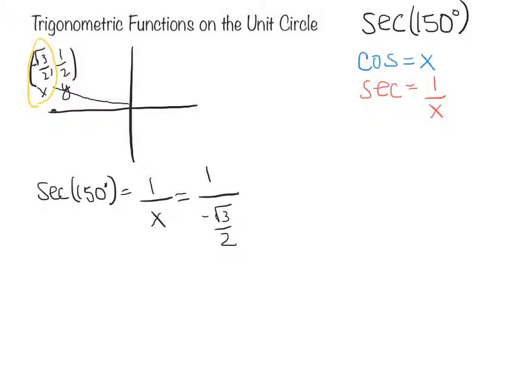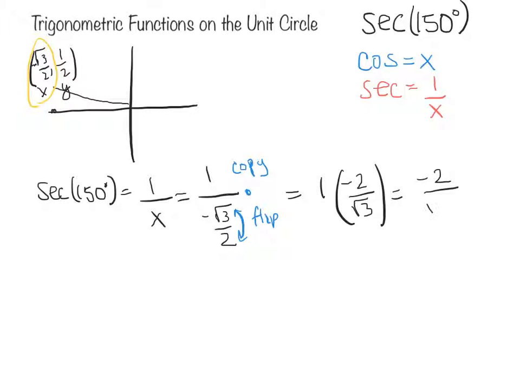Here, I have to do copy dot flip. I'm going to copy the 1, multiply, which is the dot, by the flip of the bottom fraction. So that's going to equal copy the 1 times the flip. I'm going to keep my negative up at the top always, so I have negative, and I flip the fraction to be 2 divided by the square root of 3. Okay, so we can multiply across. 1 times negative 2 is negative 2, and on the bottom I've got the square root of 3.